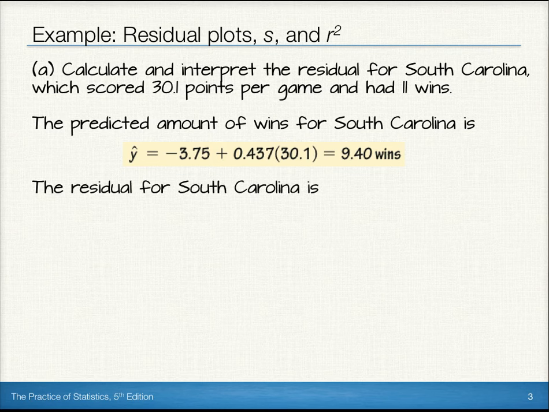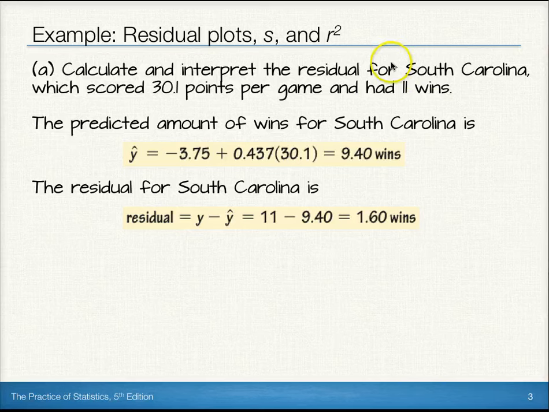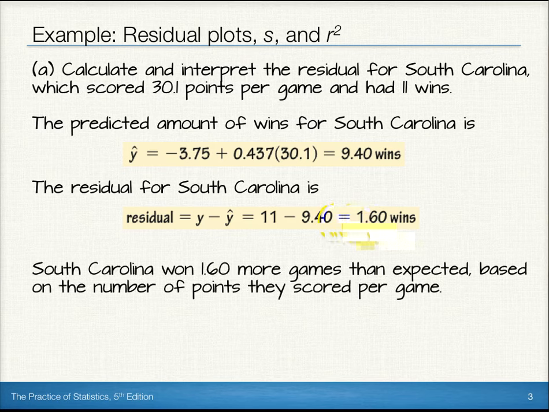Now the residual is found by taking the observed value minus the predicted value. We observed 11 wins, we predicted 9.4 wins, so we have a residual of positive 1.60 wins. So that is, South Carolina won 1.6 more games than expected based on the number of points they scored per game.